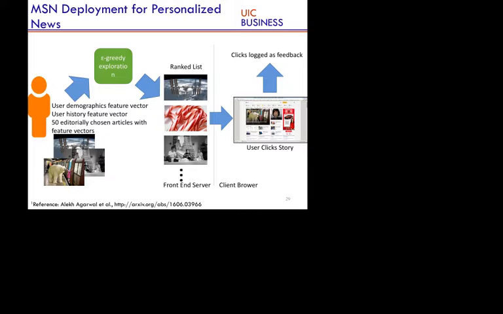So for the MSN particular case, the system, or in this case MSN, had these types of features for this particular example. They had user demographics, user history, and then some information about the articles that they want to show today. Okay, so they have 50 articles here, but some number of articles that they want to show on their msn.com page, right?